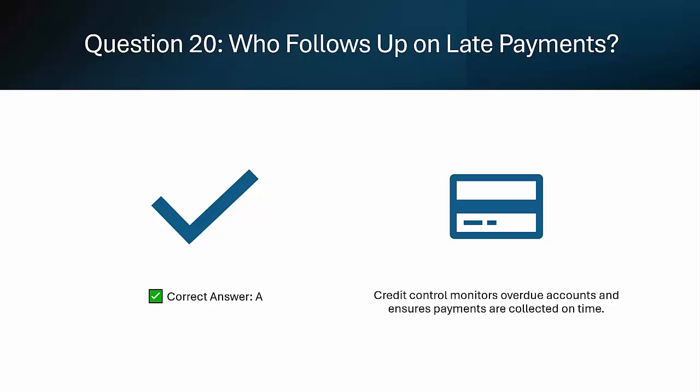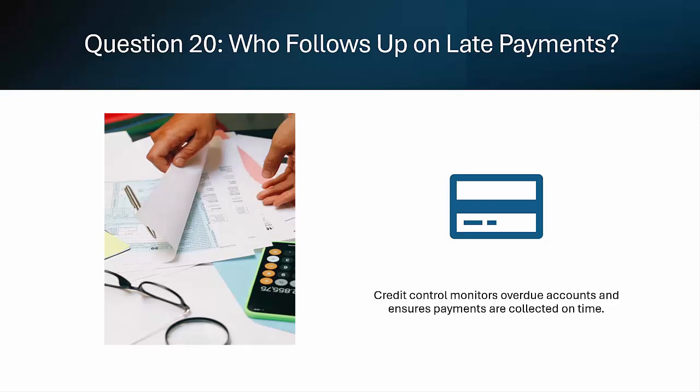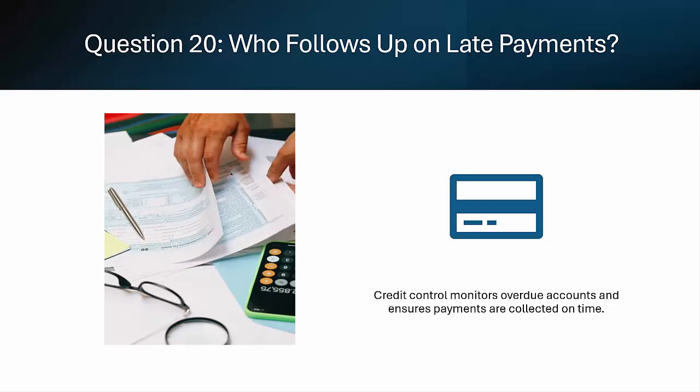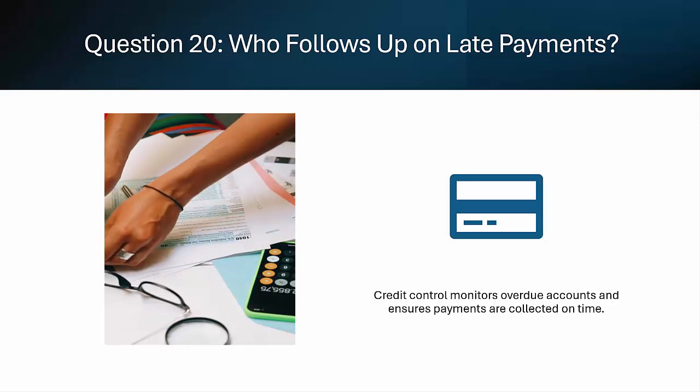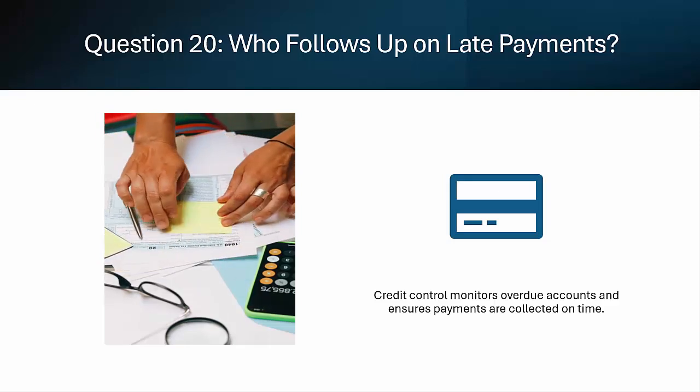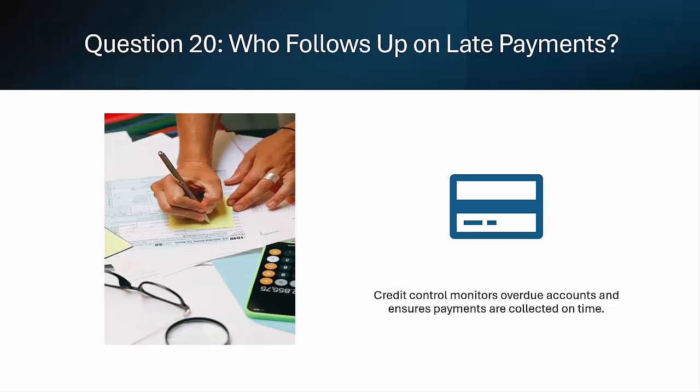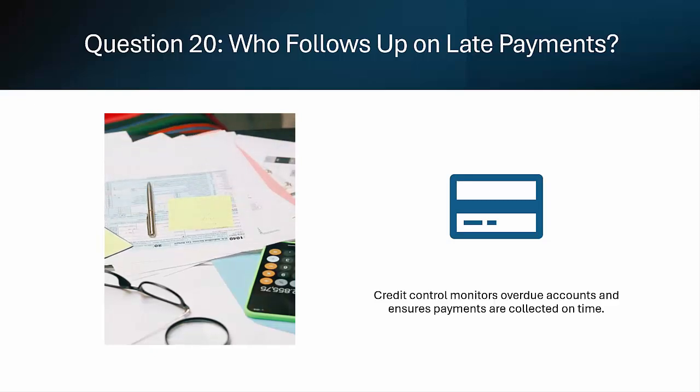Option A is correct. Credit control, usually part of the finance department, monitors unpaid invoices and follows up with customers who are late on payments. They might send payment reminders to the customer, call the customer to discuss the overdue balance, or escalate the issue if payment is still not received.